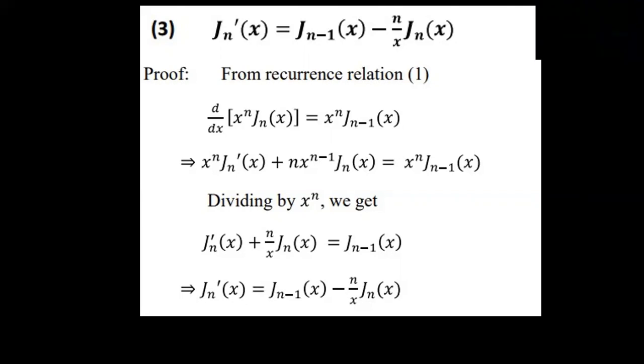Let's look at the fourth one. We want to also show that the derivative of Bessel function of n is equal to minus Bessel function of n plus 1 plus n over x, Bessel function of n. The same thing, since we know the derivative of x raised to power minus n Bessel function of n, from the second recursive relation I showed the other time, is defined as minus x raised to power minus n, Bessel function of n plus 1.